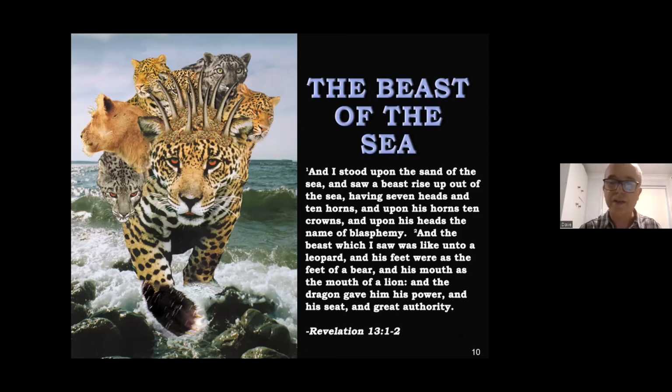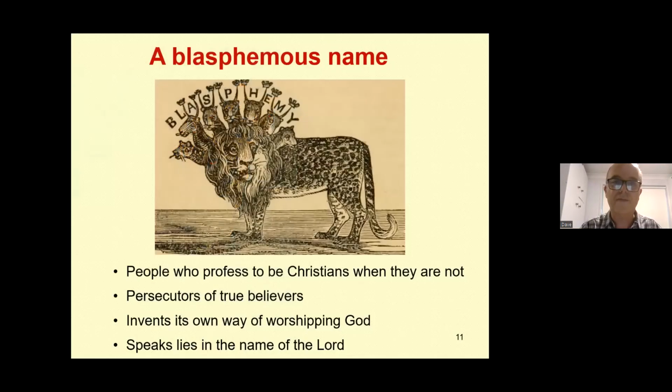And what we're going to have a quick look at is how that all developed. But let's just establish another important point. It says at the end of verse 1 that on his heads he had a blasphemous name. And when you read on in Revelation 13, verse 5, it says it had a mouth speaking great things and blasphemies.